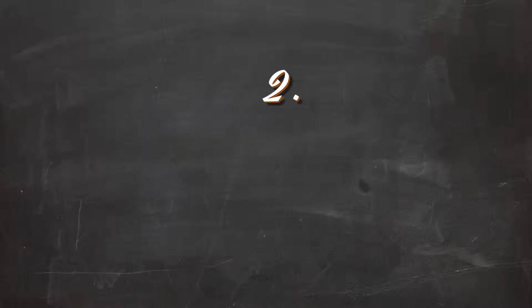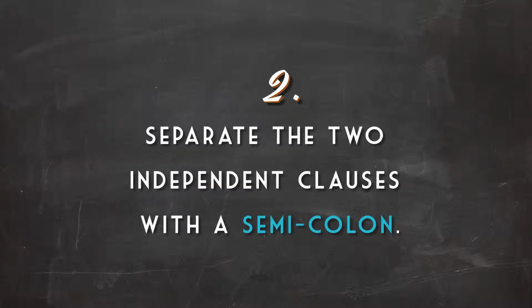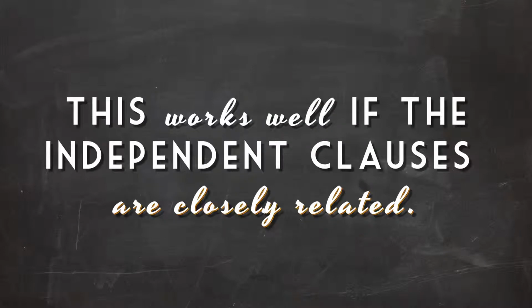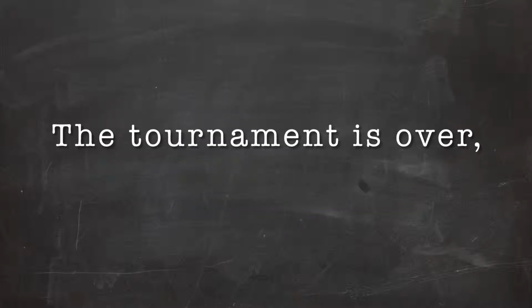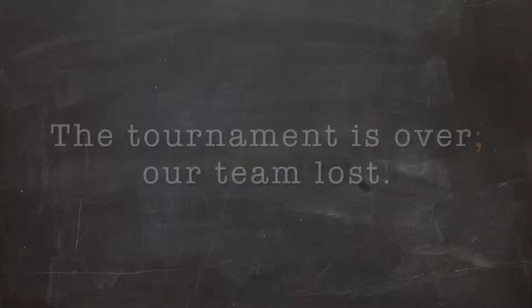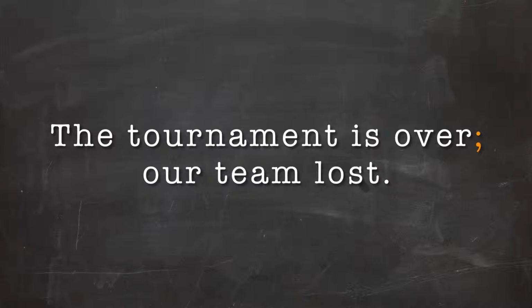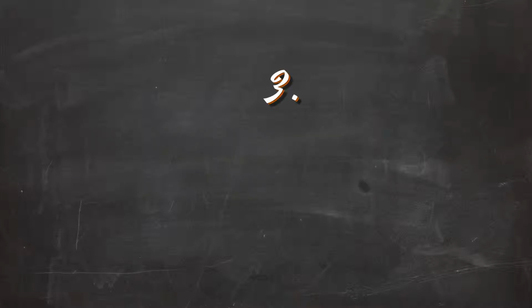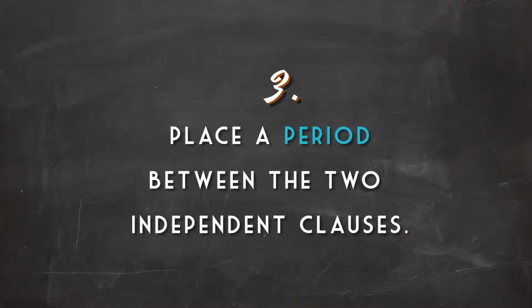The second way to fix a comma splice is to separate the two independent clauses with a semicolon. This technique works especially well if the independent clauses are closely related. The tournament is over, our team lost. Notice how in the second example, I've now added a semicolon to show how these two closely connected ideas fit together.